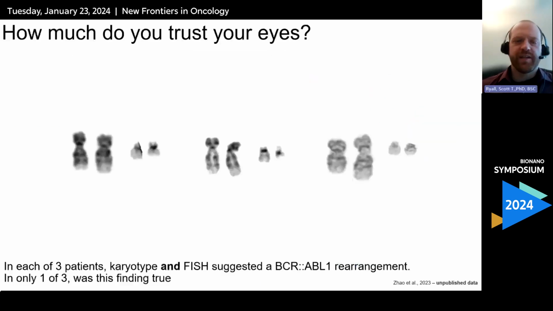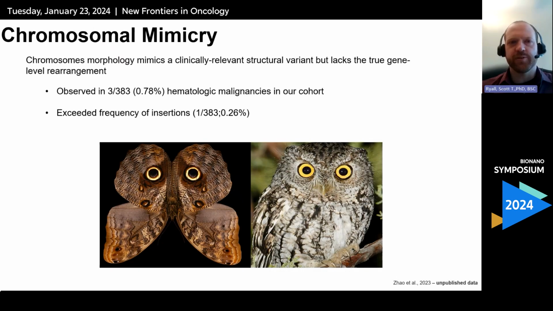Which then ends up begging the question, how much do you truly trust your eyes? Here are three sets of chromosomes that have that classic 9;22 translocation appearance. However, only one of these is actually a 9;22 translocation. Everybody always asks, so I'll tell you it's this one right here. And this introduces the idea of chromosomal mimicry: chromosome morphology that mimics a known structurally relevant variant, but actually isn't that variant.